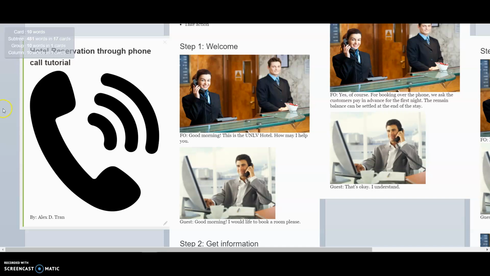Now, let us begin. First, I will go over an example of how the conversation on the phone would usually go. And then I will go over a few keywords that we need to pay attention to and explain them. Then finally, I will go over what we should or should not do during the conversation and how we can improve.